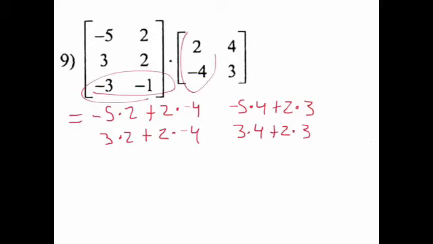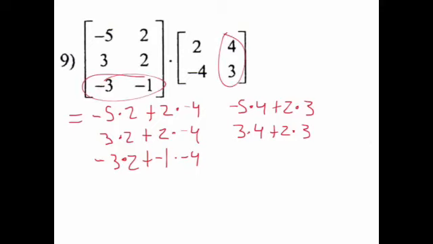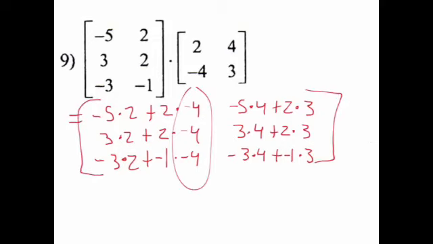And now I'm going to do the last row times first column, so negative 3 times, that's times 2, plus negative 1 times negative 4. And last row times last column, I'm going to get negative 3 times 4 plus negative 1 times 3. Look closely at this. You'll notice that these columns are going to be the same. Make sure they're the same all the way through if you're doing things in the right order. And that could kind of help you line up things a little bit. Anyway, so there's that. We're now just going to do the calculations.